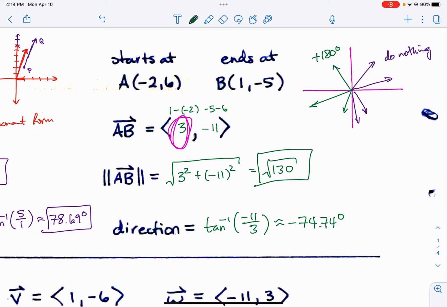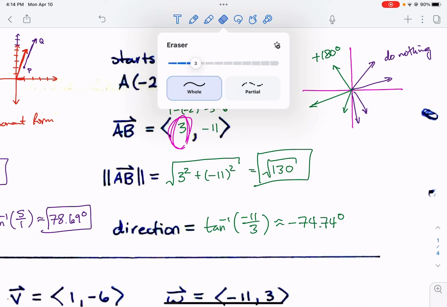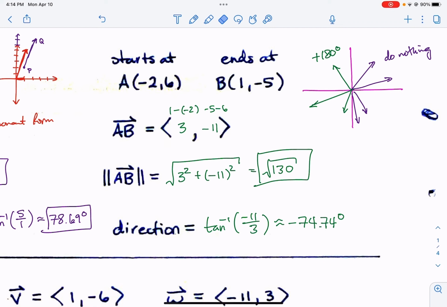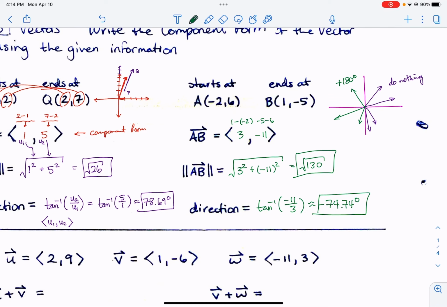So in this case, let me get rid of those. Because this 3 is positive, we don't have to add 180, and we can just leave this as our final answer. So those are the only two cases I want you guys to keep in your mind. You don't need to worry about adding 360 or anything like that. Just if it's pointing to the left, add 180. If it's pointing to the right, do nothing.